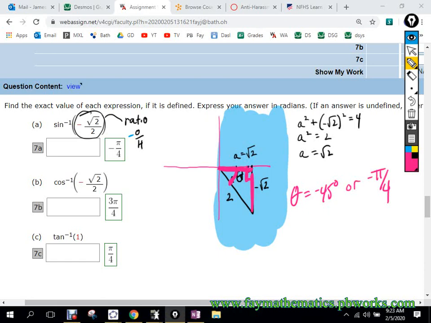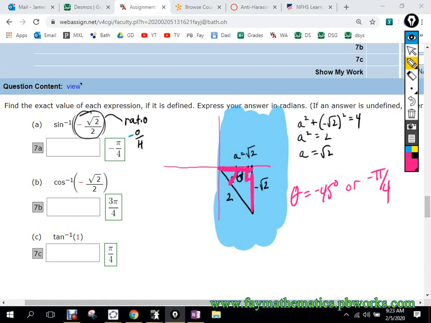Okay. Now, some people might say, well, 7 pi over 4 is also coterminal, right? And if you type in the sine of 7 pi over 4 in your calculator, it's going to give you back the same ratio of negative radical 2 over 2. It's going to give you like 0.707 back, and it'll be negative. But remember what function we're using here. We're using a sine inverse. We're not using a sine function.